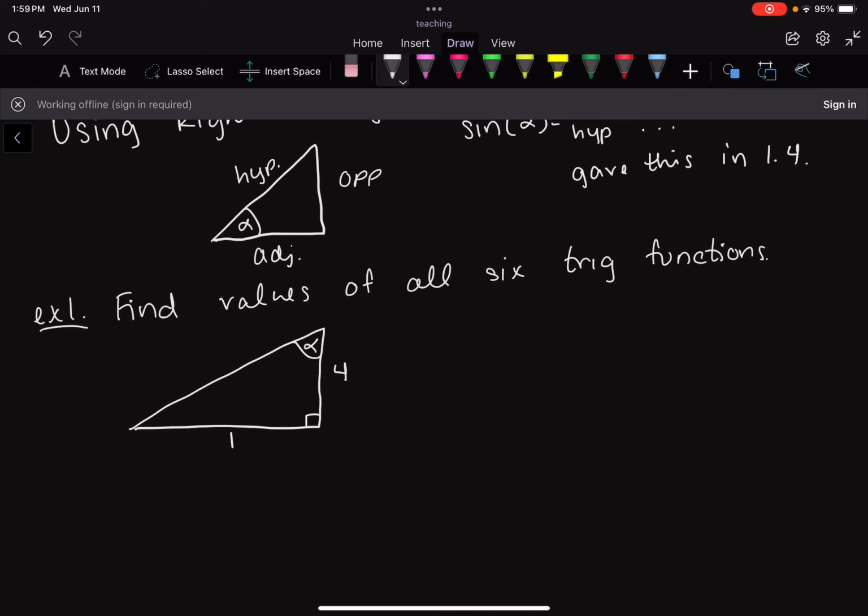Obviously, this isn't drawn to scale. That's just something to know. A lot of times they're not drawn to scale. It would have been nice maybe if I drew it a little bit better, but I didn't. So don't get too caught up in that.